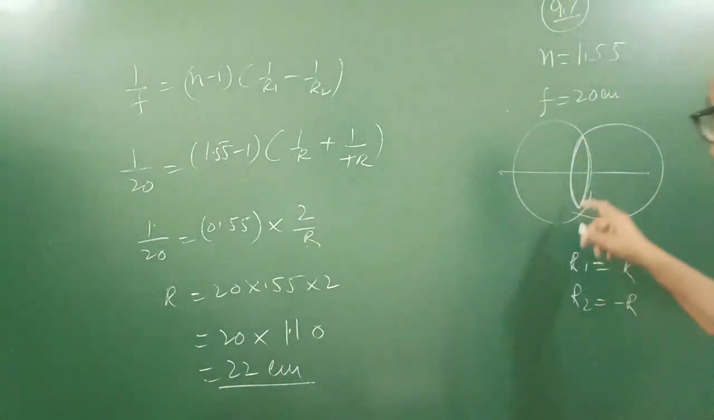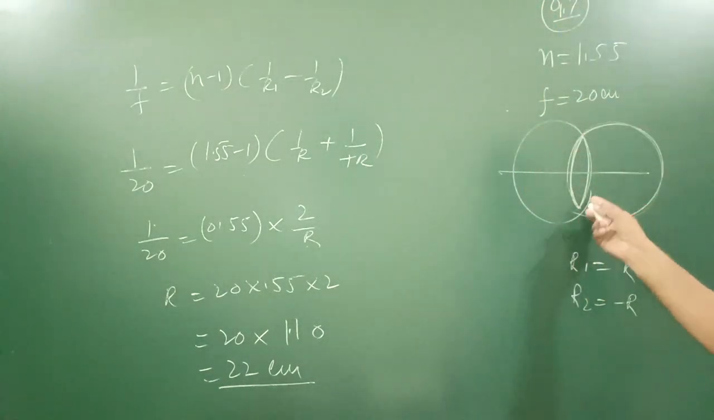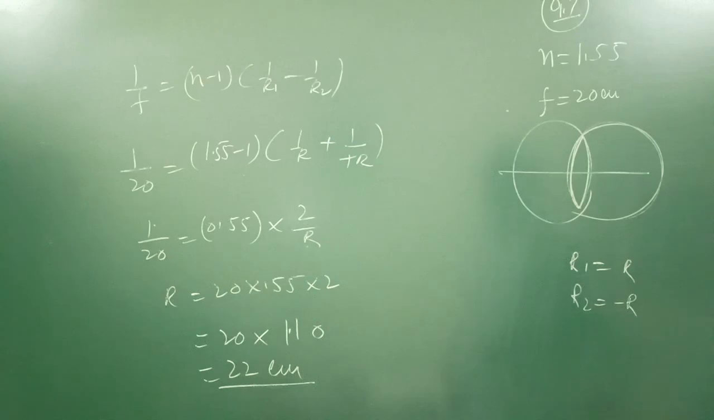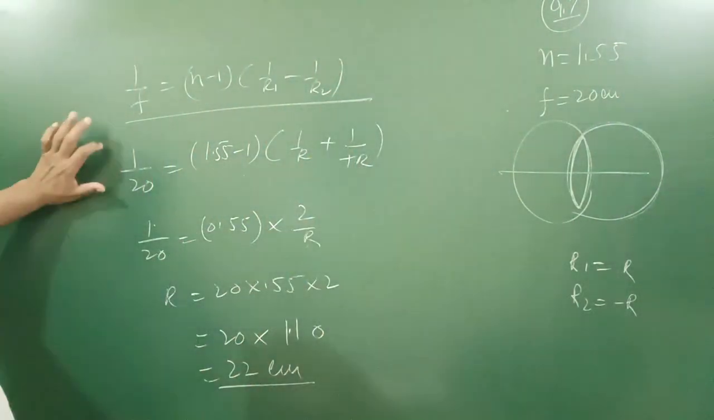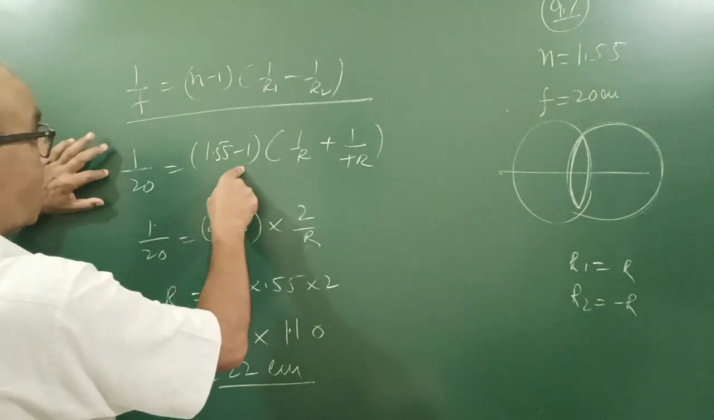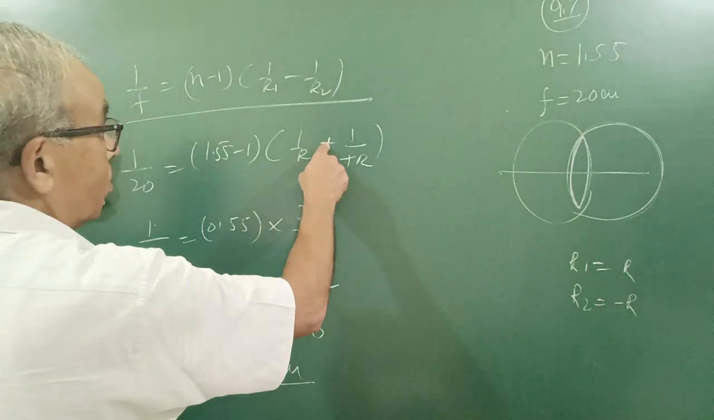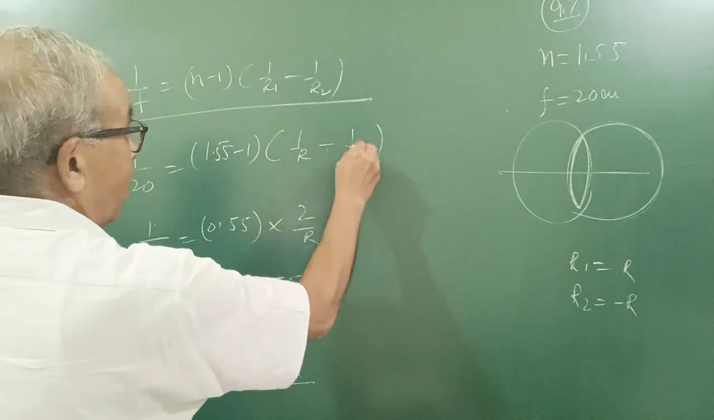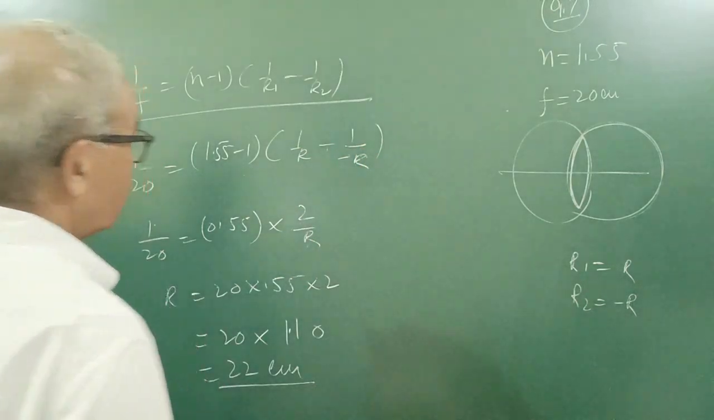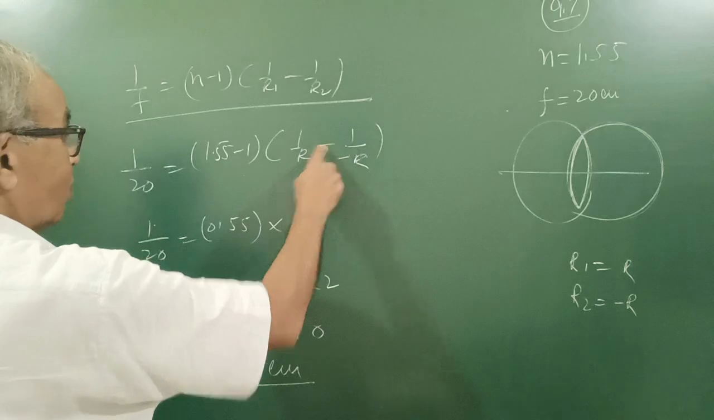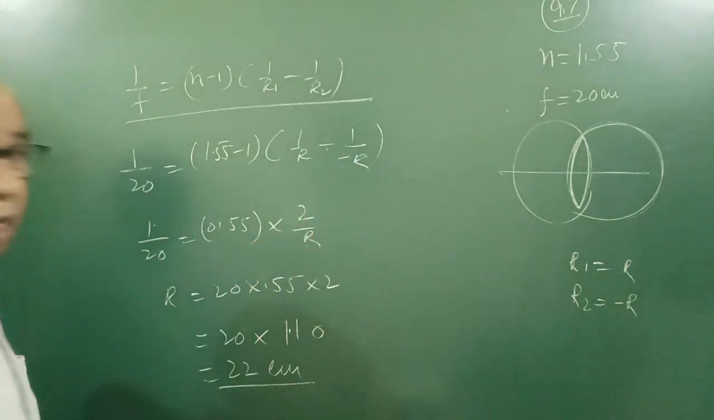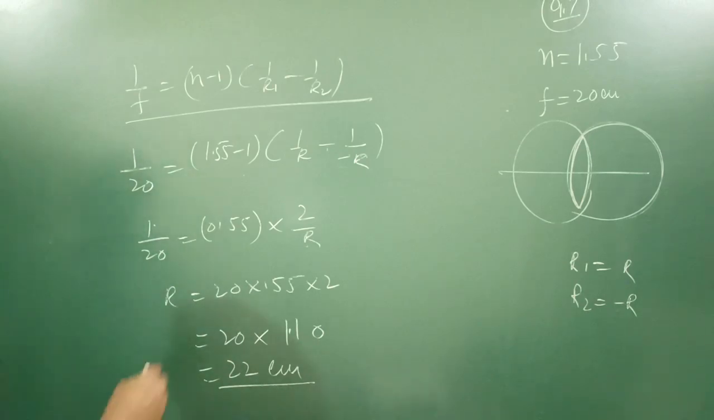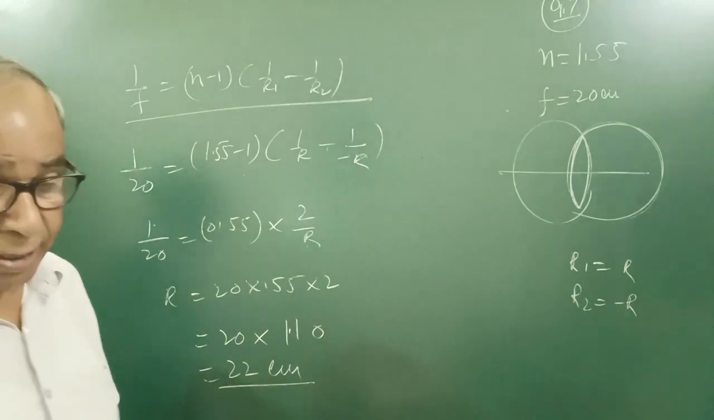So here R1 is equal to plus R and R2 will be taken as minus R. Putting this value in the equation, 1 upon 20 equals (1.55 minus 1) into (1 upon R minus (minus 1 upon R)). When we solve this, 1 upon 20 equals 0.55 into 2 by R, so we get R as 22 centimeter.